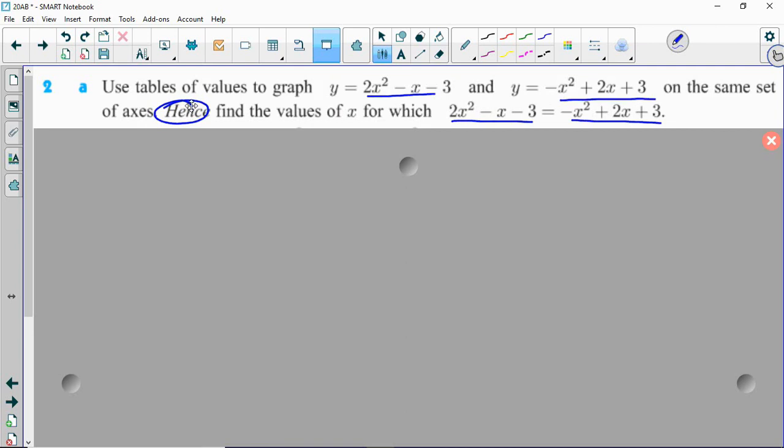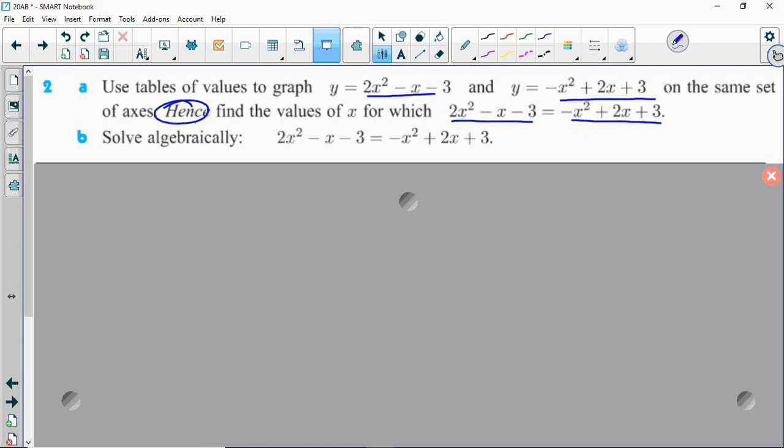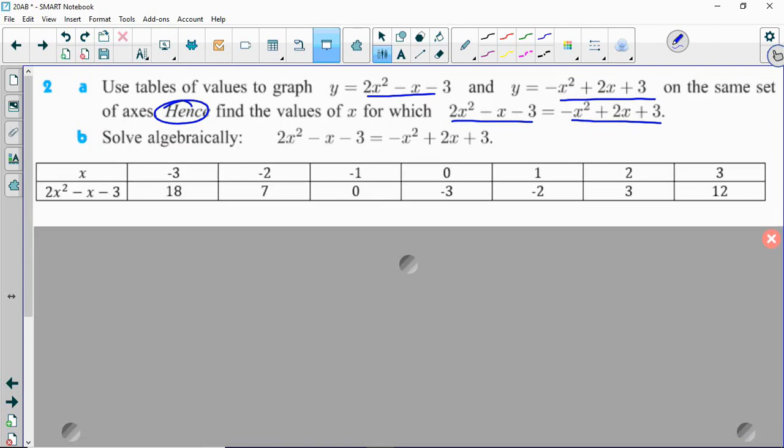Okay, so here's a table. Oh, and there's going to be part B. We'll deal with that in just a second. Here's a table for the first one. And I went from -3 to 3. The problem didn't tell me where to go. I just kind of used that as a guess.